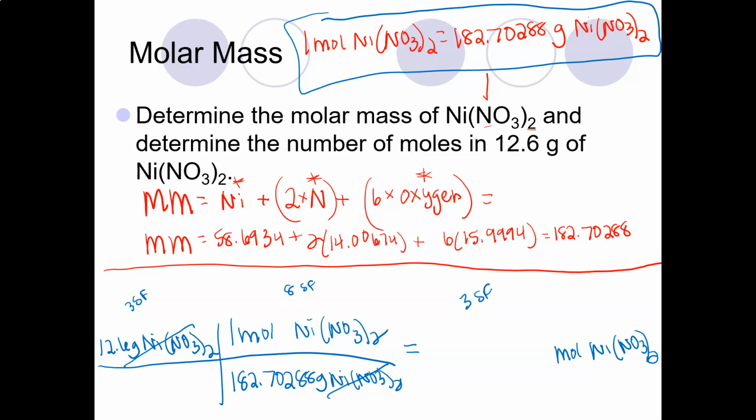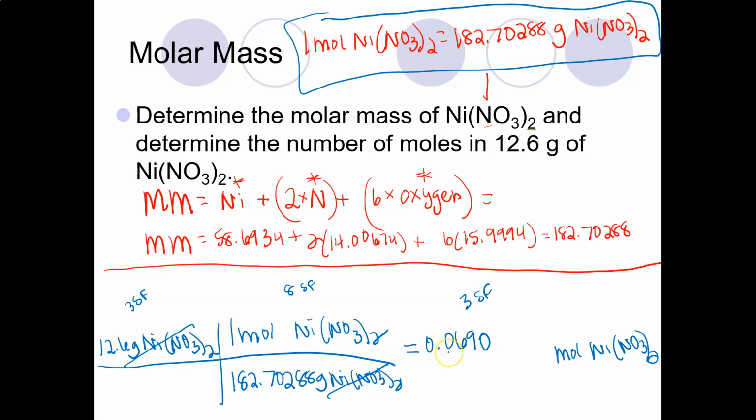So I grab my calculator. I'm going to type in 12.6 divided by 182.70288. And what I get, and then I want to round it to 3 significant figures, would be 0.0690. Now looking at that, let's double check we agree that it has 3 significant figures.